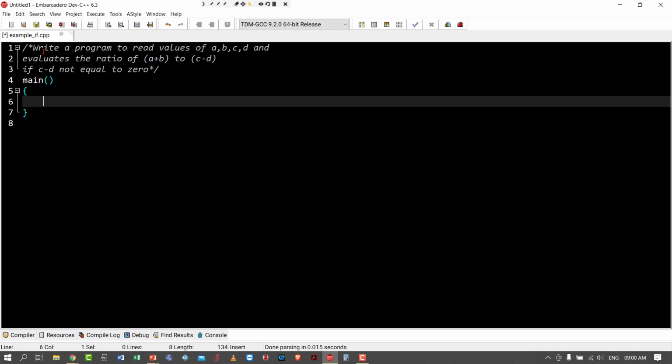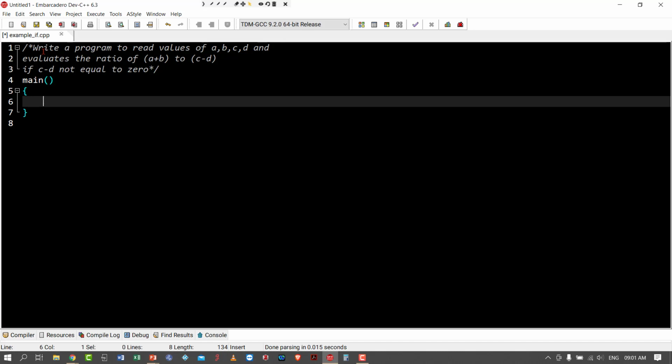Rohit PB. Yes, sir. How many variables are needed here? 3 variables. What are they? A plus B. Is A plus B a variable? No, sir. Then how many variables are needed?